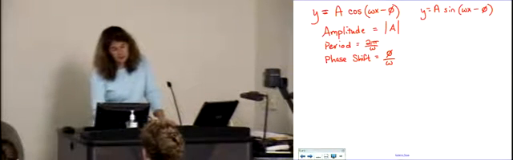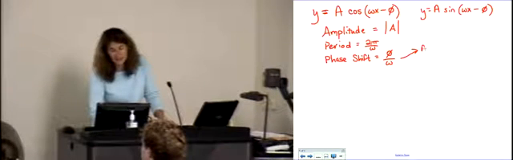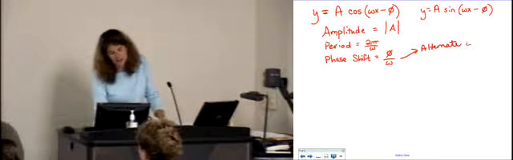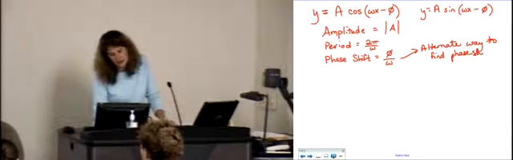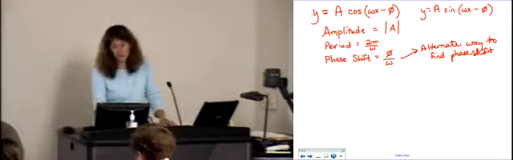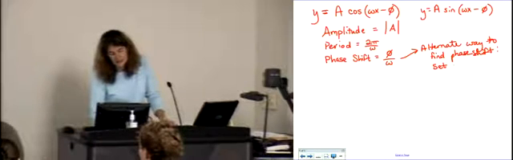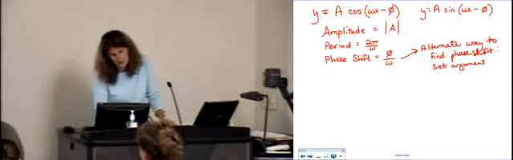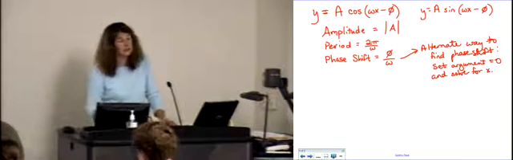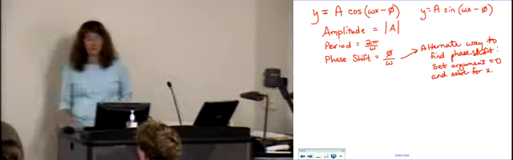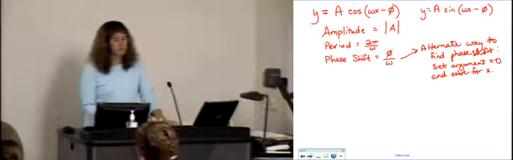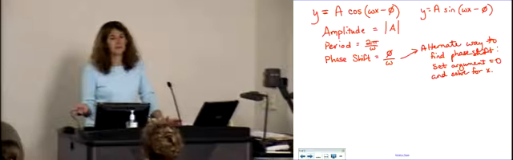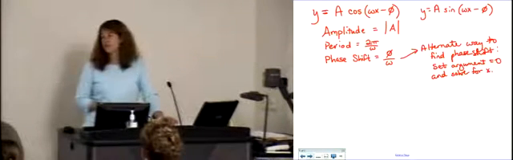An alternate way to find phase shift, which a lot of people like because it keeps their signs, positives and negatives, a little more clear, would be to set the argument equal to 0 and solve for x, with whatever you get for x being your phase shift. What am I talking about, the argument? Not just omega. Omega is the coefficient of x. What's the argument of the trig function, though?